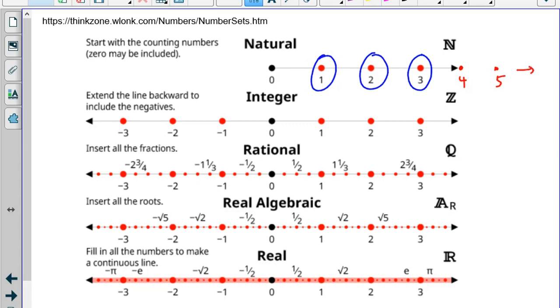Integers are likewise extending this line, basically mirroring the natural number line going backwards. So the integers are all of -1, -2, -3, 1, 2, 3, and so on. And it does include 0. Okay, so 0 is included in the integers. Now, rational numbers start to include fractions.